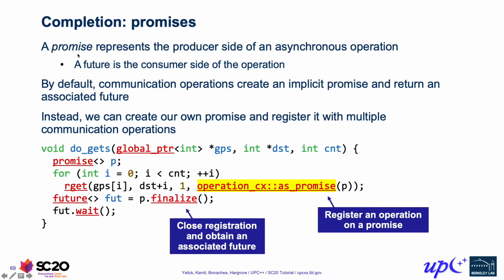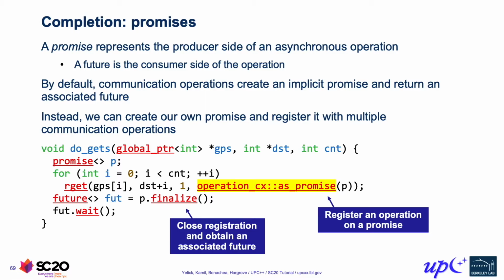The promise is the producer end, so it's where the values get supplied and where the readiness is set. For a UPC++ operation that gives us back a future, it actually creates an implicit promise internal to the library. So what we get back is the future side of that asynchronous operation. However, we can actually create our own promises as well, and then pass it to a UPC++ operation to use as the producer end.